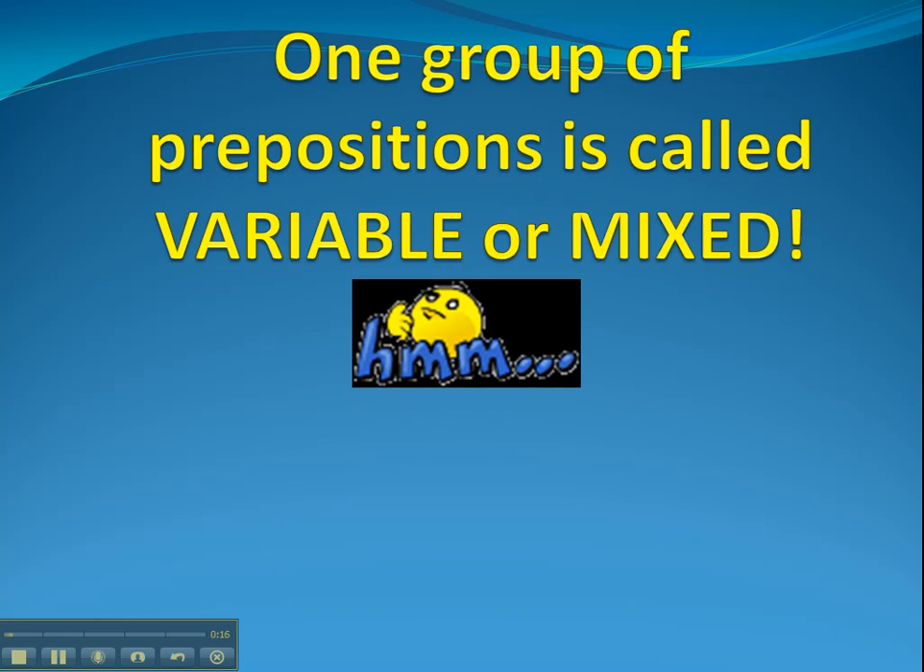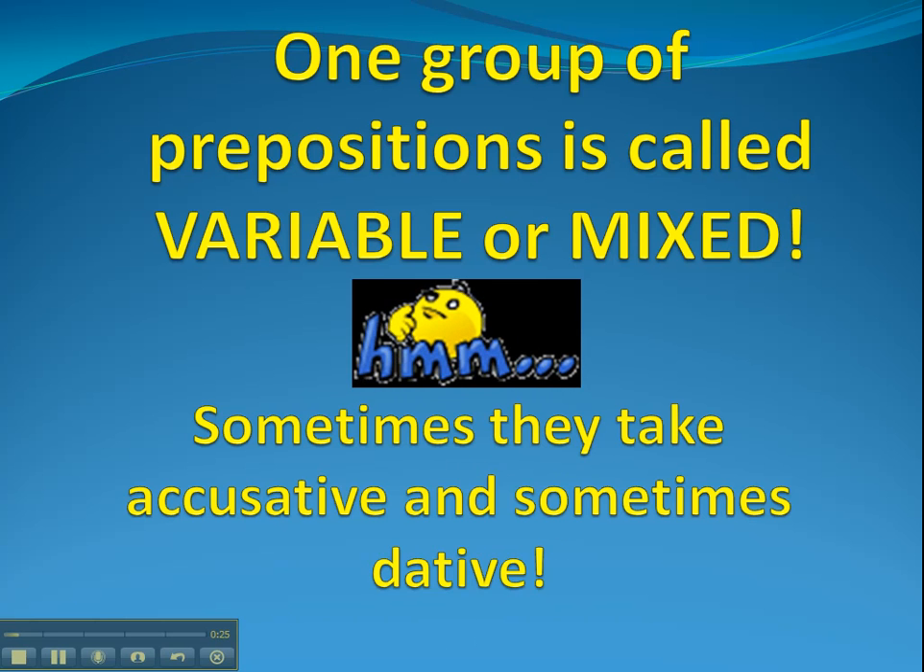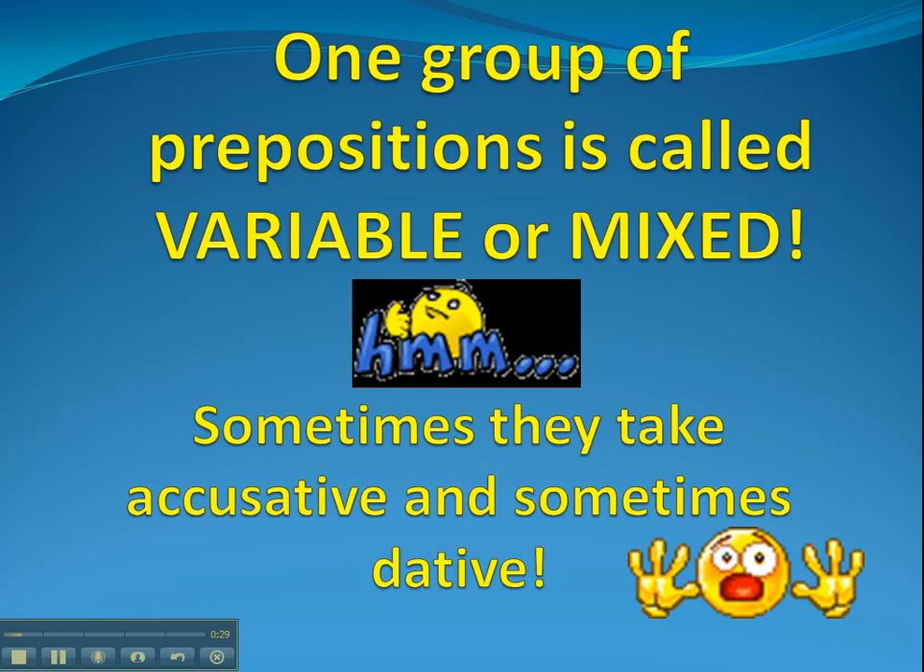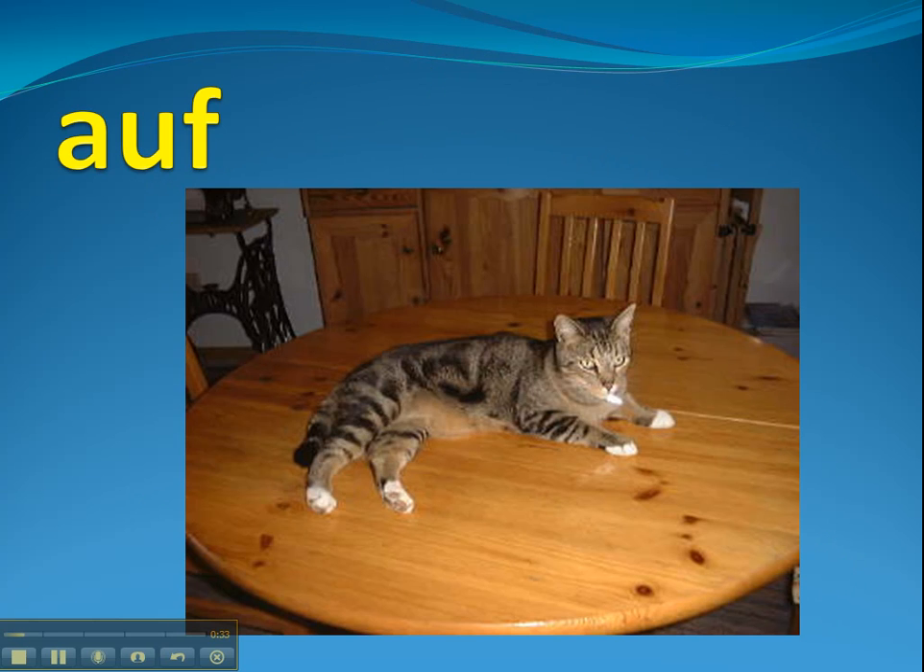One group of prepositions is called variable or mixed, or sometimes even two-way prepositions. Why? Well, sometimes they take accusative and sometimes dative. Uh-oh. Not as hard as it sounds. Let's have a look. Here they are.